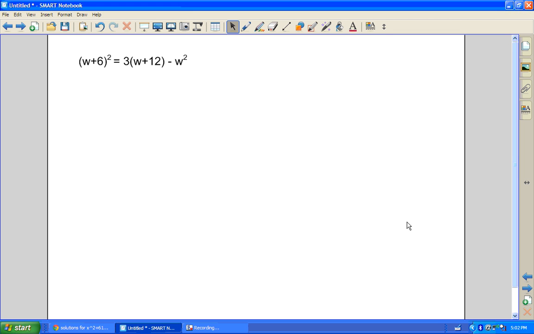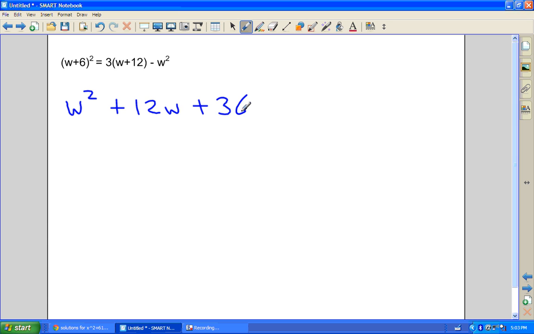Let's take a look at another quadratic here that has w's on both sides of the equation. You've got a big, huge equation on the right, and we need to simplify this. W plus 6 squared is going to give me w squared plus 12w plus 36. That's a perfect square. When I do all that, that's what I'm going to get. On the right side, looking at this one here, I'm going to get 3w plus 36, okay, minus w squared.